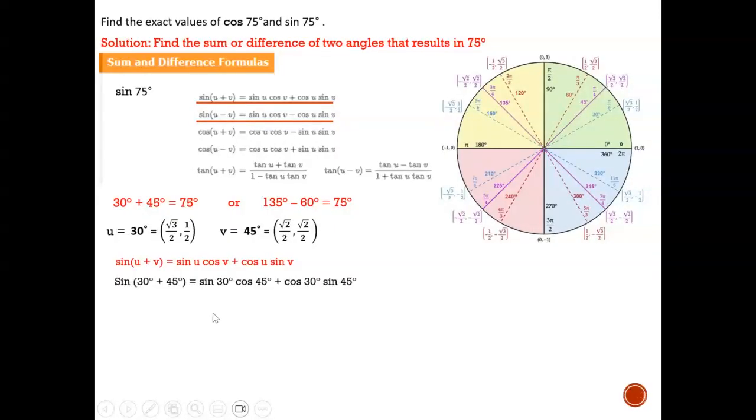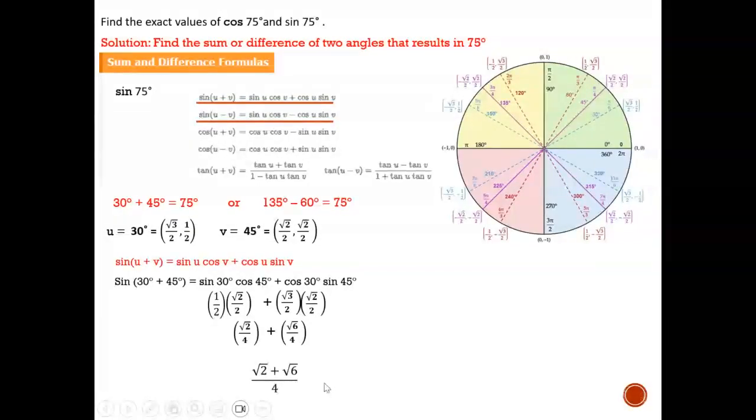Okay, now, so it'll be sine of 30 degrees plus 45 degrees, right? The sine of 30 degrees is going to be 1/2. Cosine of 45 degrees is going to be the square root of 2 over 2, plus the cosine of 30 degrees is going to be the square root of 3 over 2. And the sine of 45 degrees will be the square root of 2 over 2, right? So it's going to give us the square root of 2 over 4 plus the square root of 6 over 4. So what's the answer? The square root of 2 plus the square root of 6 over 4.